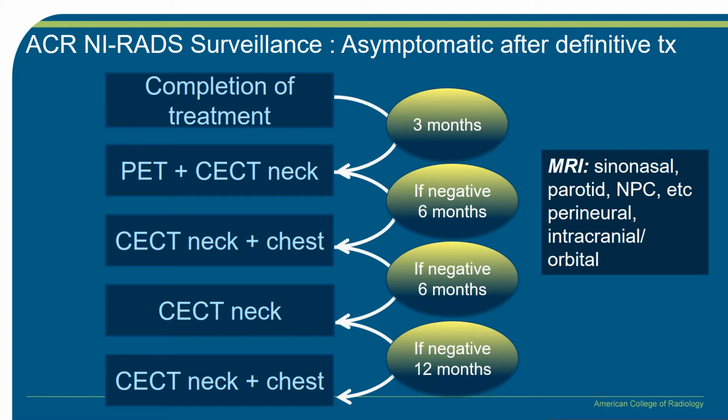Imaging surveillance should start approximately 3 months after the completion of treatment, often at the end of radiation therapy, and if that's negative, we move out to 6 months, and then another 6 months, and then we can move out to 12 months. It's important that we can interweave MRI into this algorithm for any tumors in and around the skull base. So sinonasal tumors, parotid tumors, nasopharyngeal carcinomas, anytime we're worried about perineural, intracranial, or intraorbital disease.